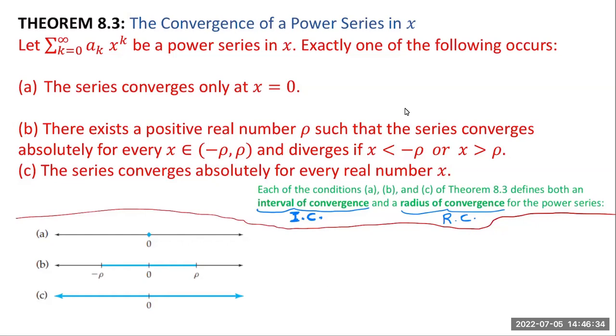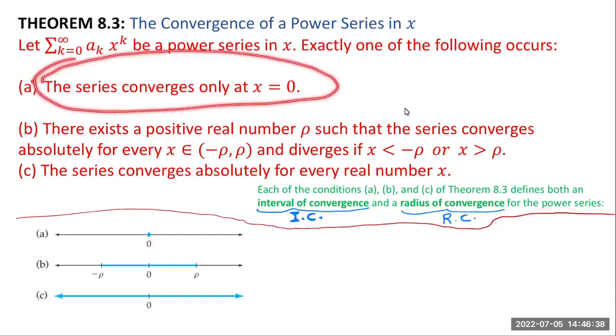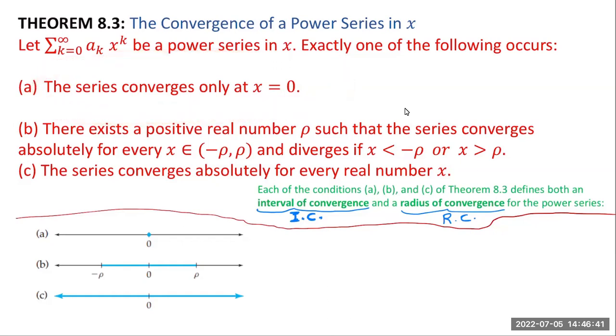Okay, what do we mean by the interval of convergence in this case, for the first case? The first possibility is the series converges only at x equal to 0. That means if you have your real line here, only at this point your series converges. From here onwards, I'm going to denote the interval of convergence by IC, an abbreviation. And for radius of convergence, I'm going to use RC. For this one, the interval of convergence is going to be just [0, 0].